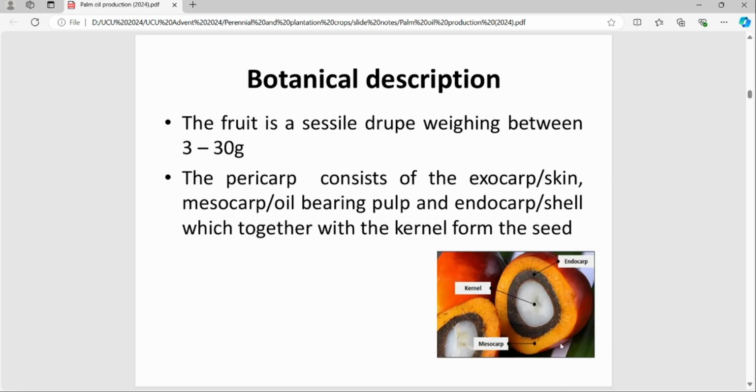The fruit is a sessile drupe weighing between 3 to 30 grams. Now we are talking about one single fruit from a bunch. And this particular fruit consists of the exocarp, which is the skin that we are seeing around. It has the mesocarp, which is the tissue that we are seeing, and it's the one that bears the oil. It also has the endocarp, which is the shell, and together the endocarp and the kernel form what we know as the seed.